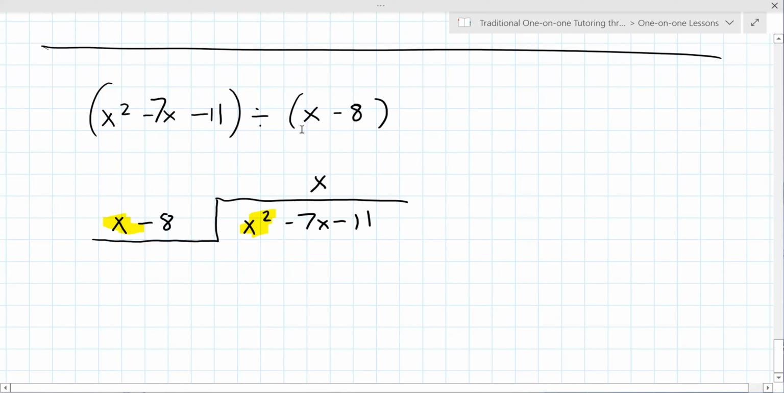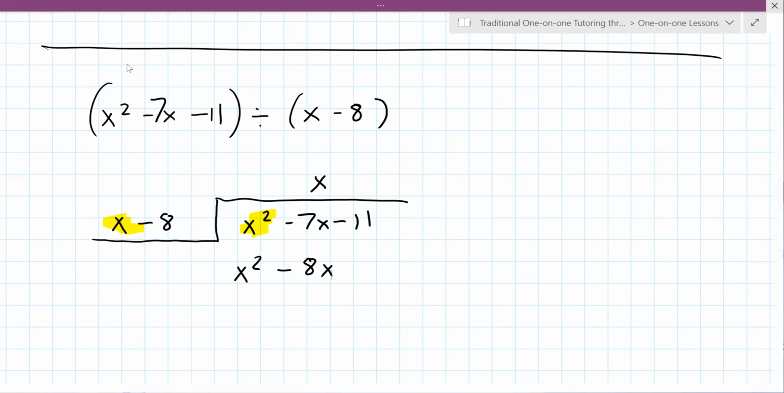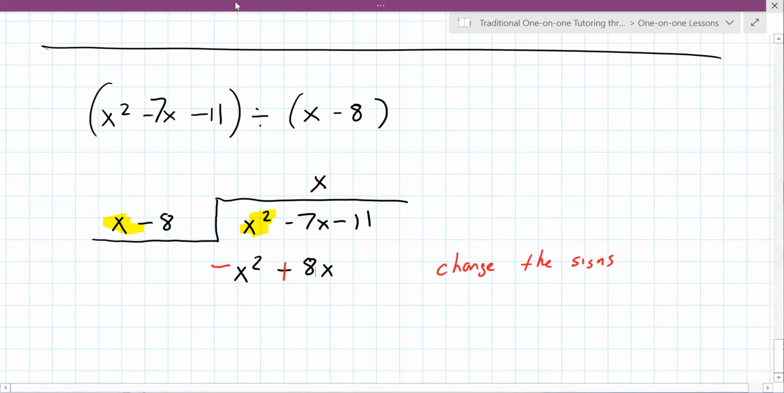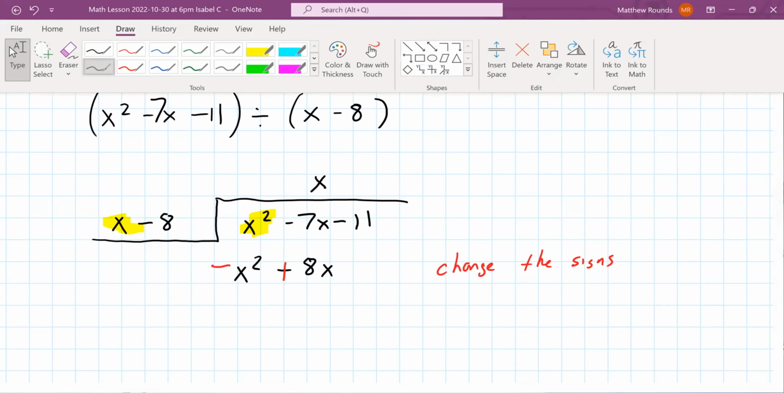Now notice I put that in the x column, not the x squared column, the x column. So now you take this x and you multiply by both of these. You get x squared minus 8x. And this is Matthew's preference: I like to change the signs. So this one becomes negative, this one becomes positive. Why do I do that? Because I like to add rather than subtract.